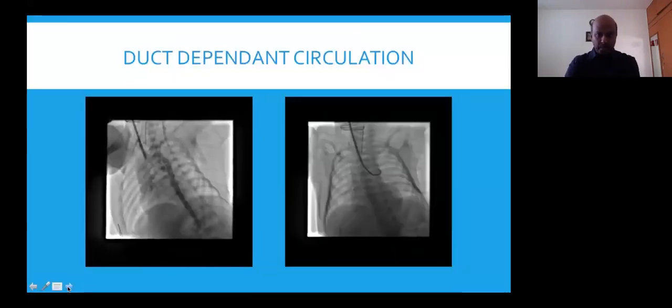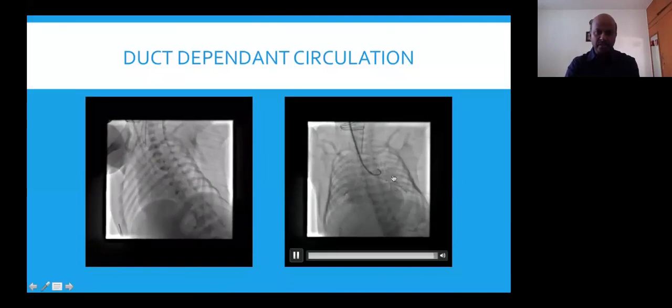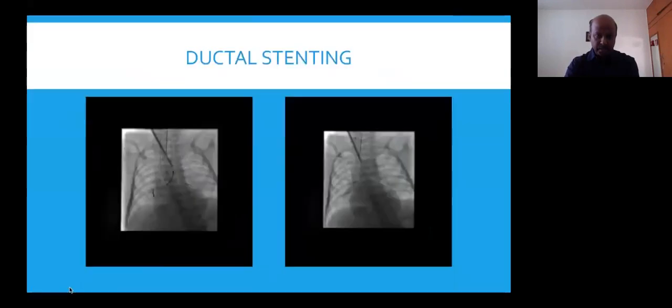So when we talk about ductus arteriosus, we have to talk about duct dependent circulation. We can't always be closing the ductus. We have to, at certain situations, keep the ductus patent. And this is a child with pulmonary atresia where the aortogram shows a duct dependent pulmonary circulation. Here is an injection into the ductus which shows pulmonary atresia. This is called a Siegel view. And here it's important to stent the ductus and keep it patent.